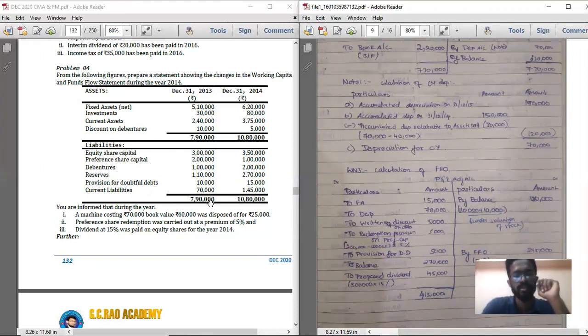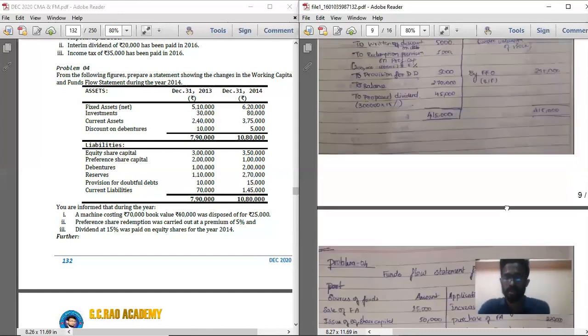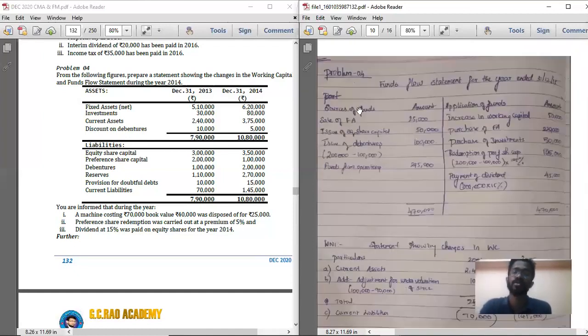And proposed dividend you are paying at 15%. So 3 lakh into 15%, 45,000. The summation of all this is 4 lakh 15,000. Bring that to the credit side, 4 lakh 15,000. If you deduct it from the opening balance, you will get funds from operation. That is 2 lakh 70,000, I guess. Yeah, 2 lakh 70,000, 2 lakh 95,000. Bring the 2 lakh 95,000 to the source of funds, because cash is coming in, because there is some profit. There are funds received from operations, that is 2 lakh 95,000. When you total it, 4 lakh 70,000 on both sides.